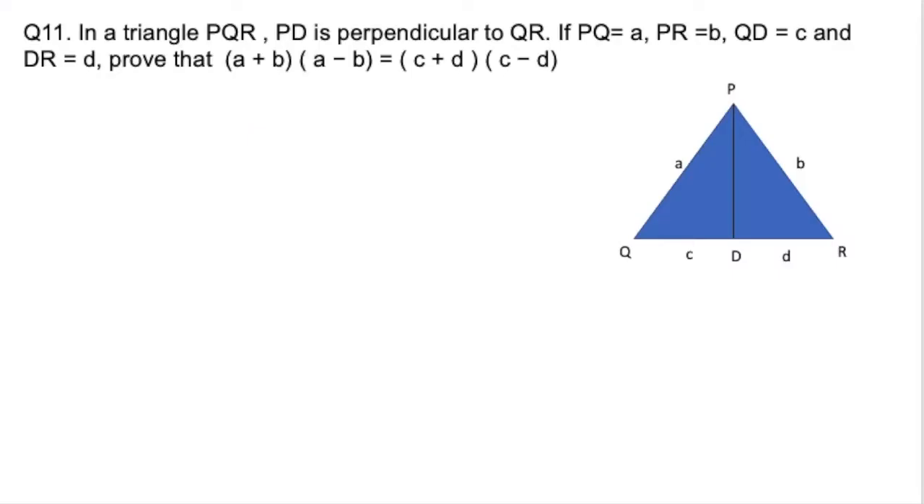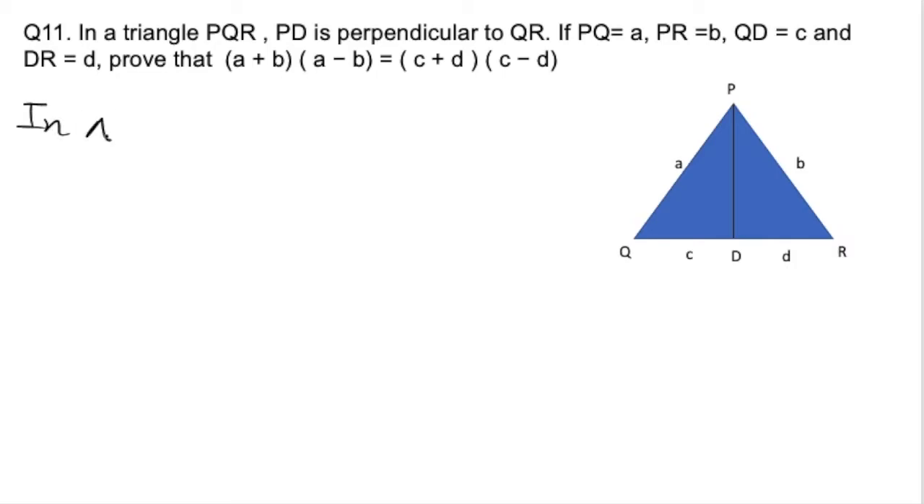So let's begin. In question number 11, we are given a triangle PQR where PD is perpendicular to QR. Also, we are given the sides PQ as A, PR as B and QD as C. DR is given as D. So we need to find the value of A plus B and A minus B, and we need it to be equal to C plus D into C minus D.